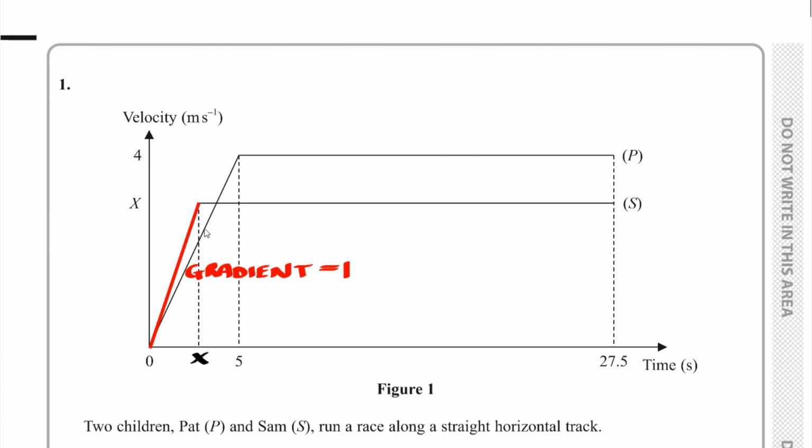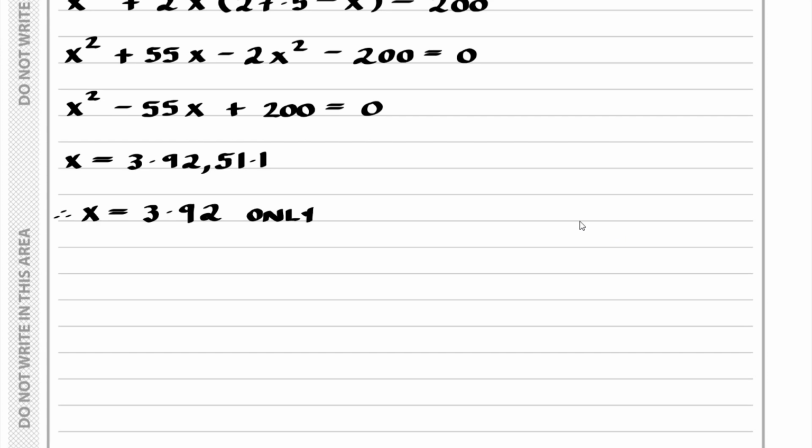And if we think about which value of x we require, well, this x is below this 4, which means x needs to be less than 4. So x will equal the 3.92 only, and that's because x is less than 4. So the value of x is 3.92 to 3 significant figures.